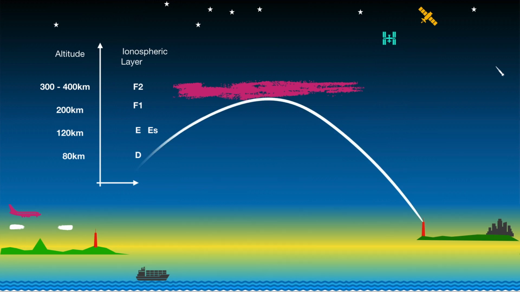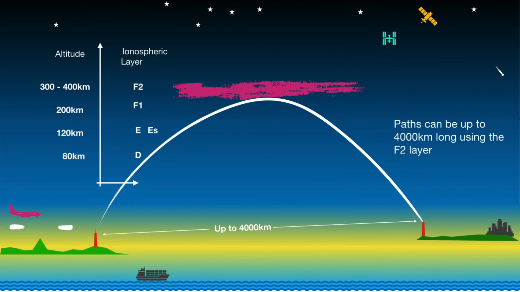And we had a look at a path that's using the F2 layer there, F1 and F2 layers combined. It would look something like that. And as per the syllabus, we can think that that could occur for up to, say, 4,000 kilometers. That would be a sort of maximum length that we might achieve for a single skip. Other skips then would allow us to have transglobal communications. So paths can be up to 4,000 kilometers long using the F2 layer.